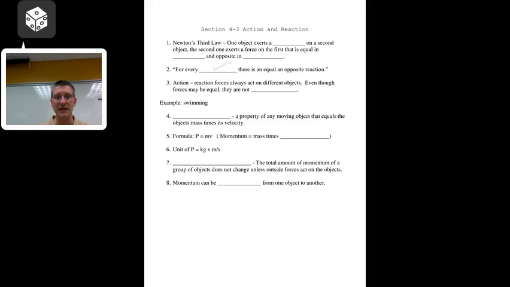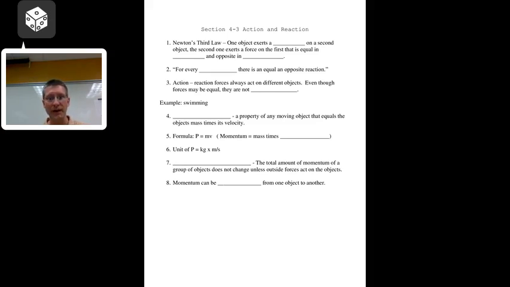So even though the forces may be equal, they cannot be balanced. Remember, anything that's balanced forces are forces that there's no movement that takes place. So action-reaction forces have to be unbalanced forces because obviously there's movement. So some examples to think about then.